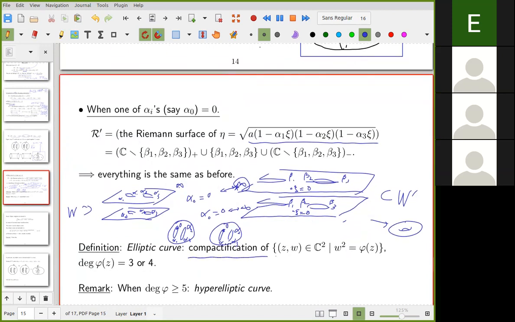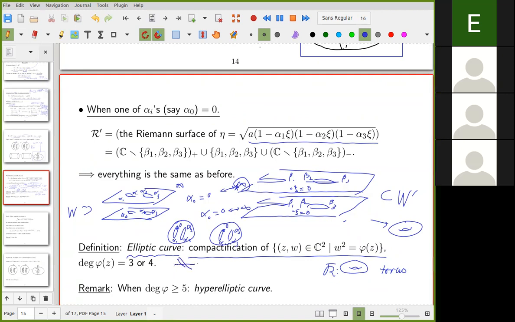So we constructed R-bar, the compactification, as a torus. And this torus has a name, elliptic curve, because we needed it for the elliptic integral.